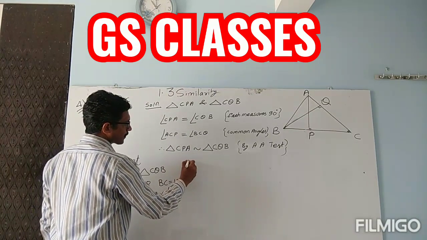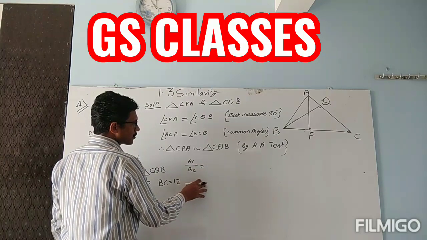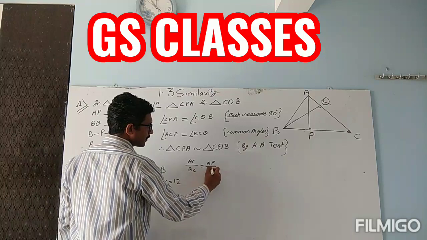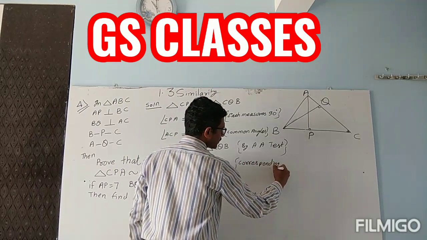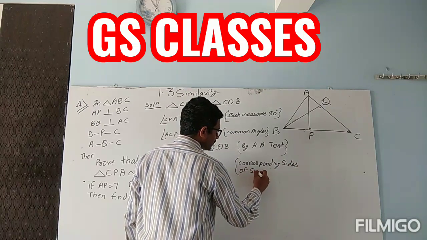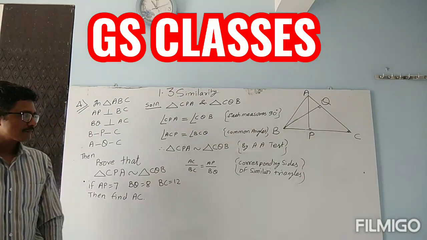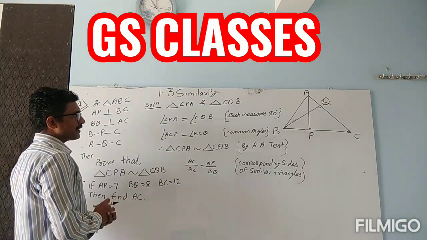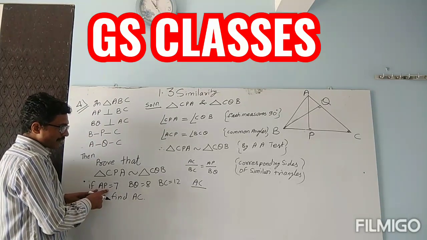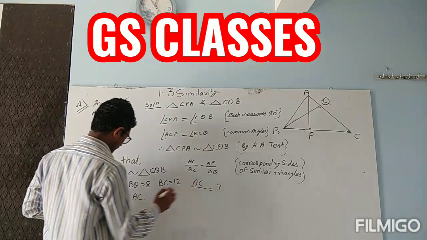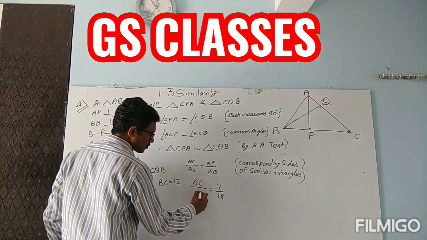Also you can say that AC upon BC equals AP upon BQ. What reason will you write here? Tell me. Corresponding sides of similar triangles. Yes, children. Now what is the value of AC, children? AC value is unknown. This is not given to us. What is the value of AP? AP value is 7. Value of BQ is 8. And value of BC is 12.